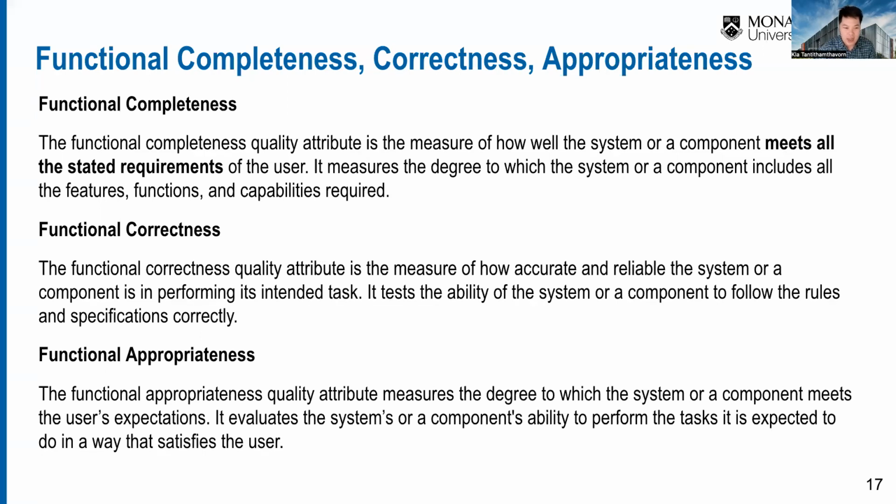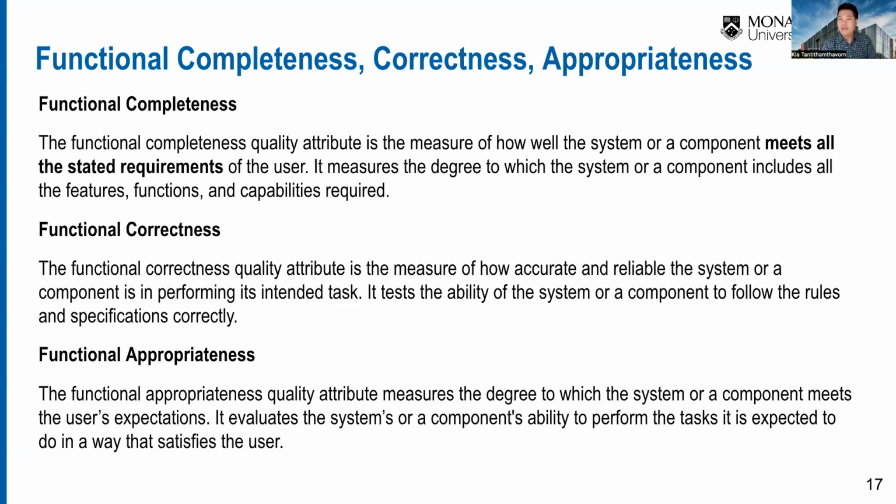Functional appropriateness measures the degree to which the system or component meets the user expectation. It evaluates the system or component's ability to perform the task it is expected to do in a way that satisfies the end user. For example, if we implement a login function and we put in the username and the right password, we can log in. The system just checks whether the username matches the password or not. Yes, the functionality is correct, but whether it is appropriate or not, that's another story.